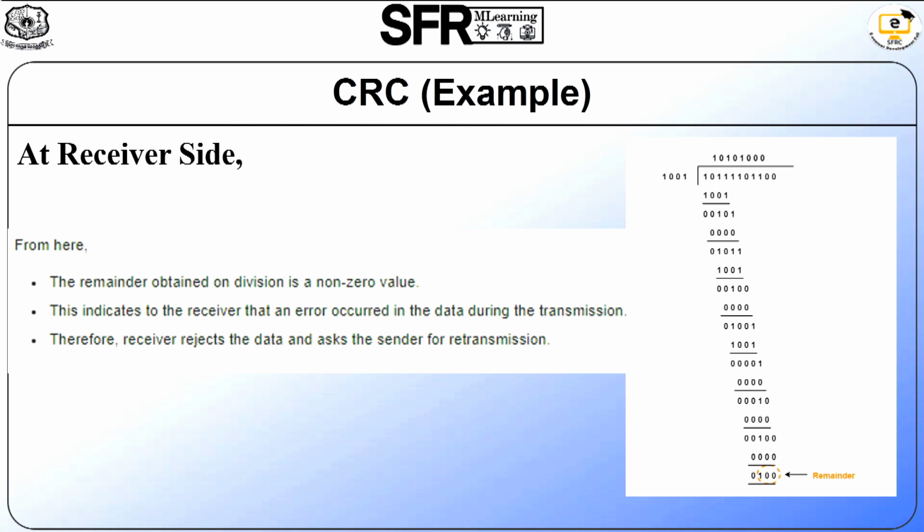Okay, here look at this, we are getting a remainder value. If the remainder is 0, then there is no error in the transmission, but here we are getting some other value. So we are getting an error here.